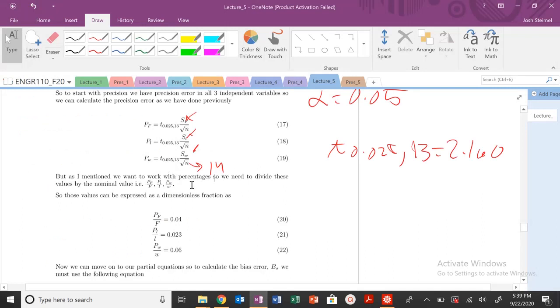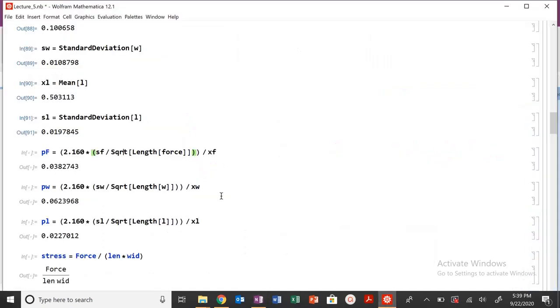But we want to work in percentages, so we have to divide out by the nominal value. The nominal value will just be, again, your x bar. So my average force, my average width, and my average length. So this is basically the fraction. If I want to multiply this by percent, it'd be 3.8%, or 6.2%, or 2.2%.